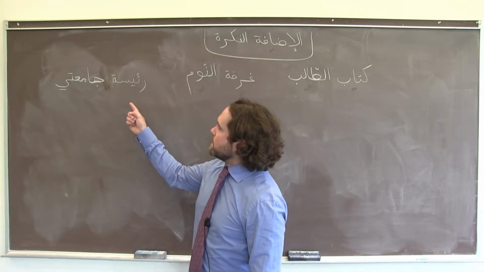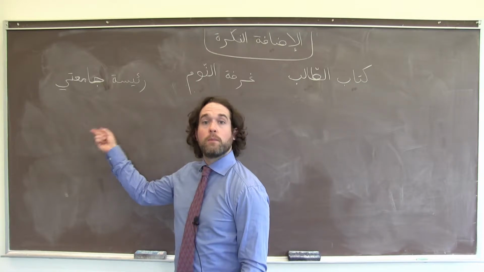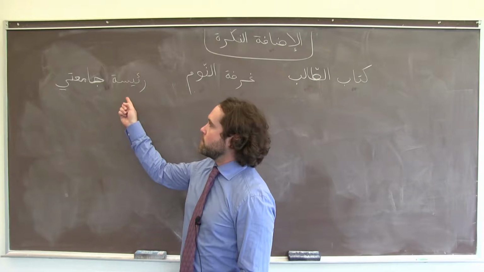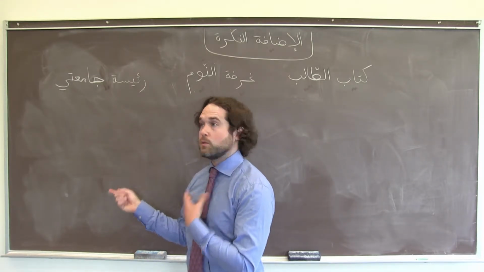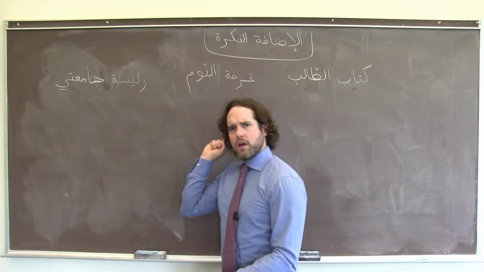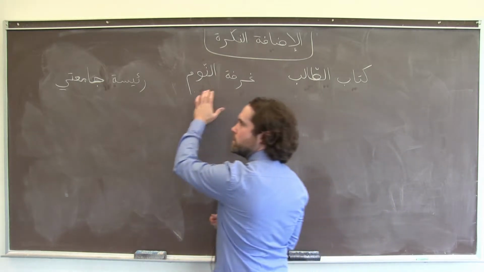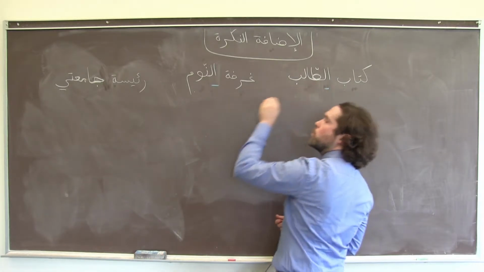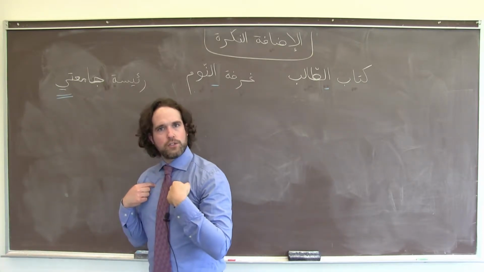And here, Ra'isat Jami'ati, the president of my university, or my university president. Ra'isa is the word for president. It could be masculine or feminine, depending. My college president happens to be a woman, so I've made it feminine with a ta marbuta here. So all of these idafas are definite, and we know that because the last noun in each one is definite, either with alif lam in these cases, or with a possessive suffix, jami'ati, my college, my university.